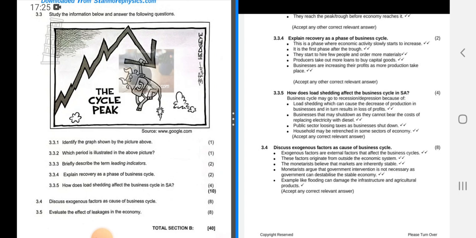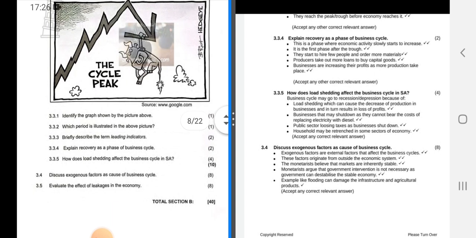3.3.5, how does load shedding affect the business cycle in SA? Load shedding, you know it, you can answer this. The business cycle may go into recession or depression because of load shedding, which can cause a decrease in production in businesses and in turn result in loss of profit. So it can take us to recession because there is low production. Businesses may shut down as they cannot bear the cost of replacing electricity with diesel. It's expensive. The public sector loses taxes as businesses shut down, and households may be retrenched in some sectors of the economy. Or any other relevant answer.